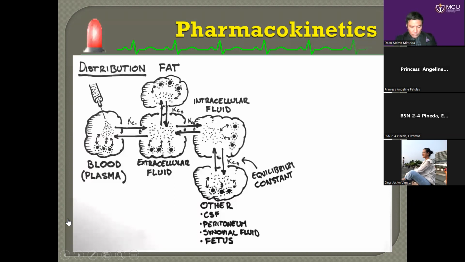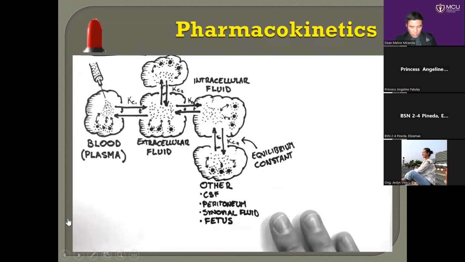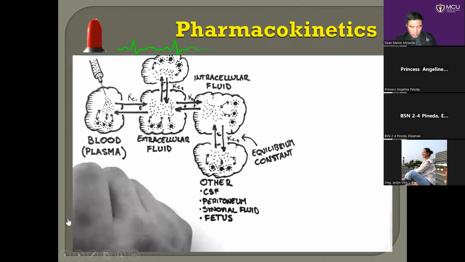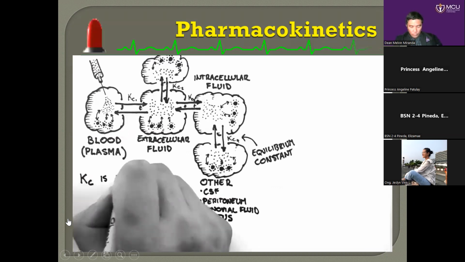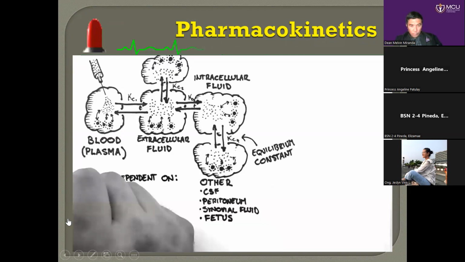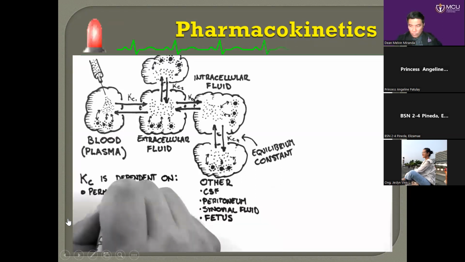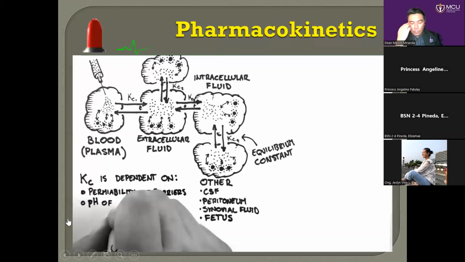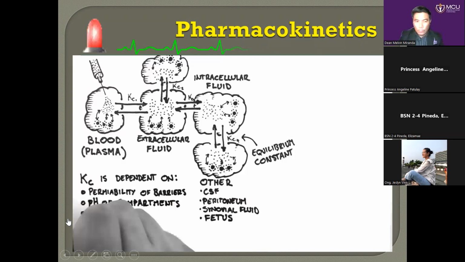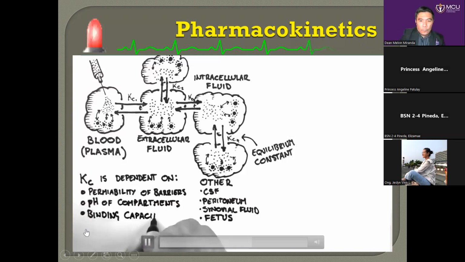I'm not going to discuss equilibrium constants further here, but I am going to talk about the factors that affect whether drugs would prefer to move into one compartment versus another. Thus, I can say that the equilibrium constant is dependent on the permeability of barriers between compartments, the pH within the compartment, the binding capacity within the compartment.